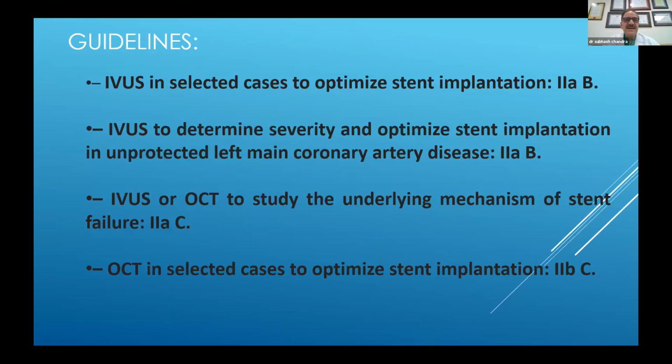So if you look at the guidelines, IVUS in selected cases is to optimize stent implantation. That is a class 2A/B indication. It is also there to determine the severity and optimize stent implantation in unprotected left main coronary arteries, again a class 2A/B indication. And both IVUS and OCT are there to study the underlying mechanism of stent failure, class 2A/C. And I would touch upon how OCT scores over IVUS when it comes to identifying the characteristics of a plaque. And lastly, OCT in selected cases to optimize stent implantation, again a class 2B/C indication.